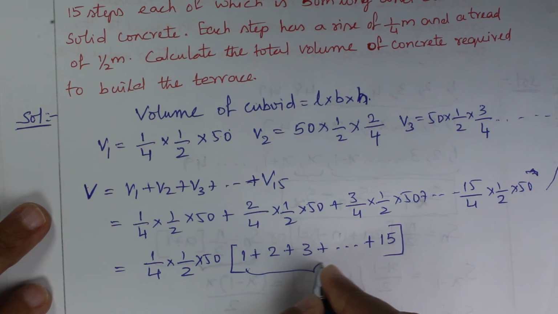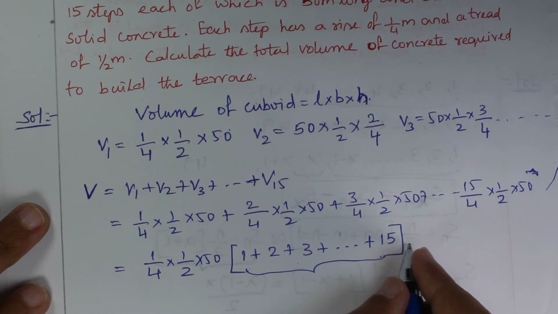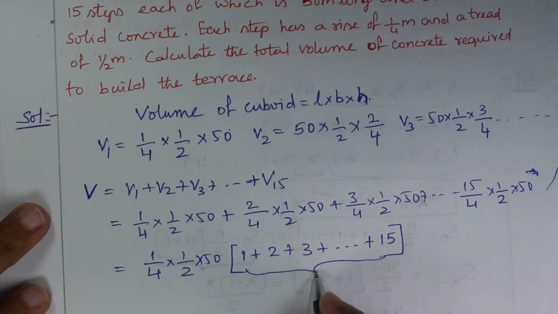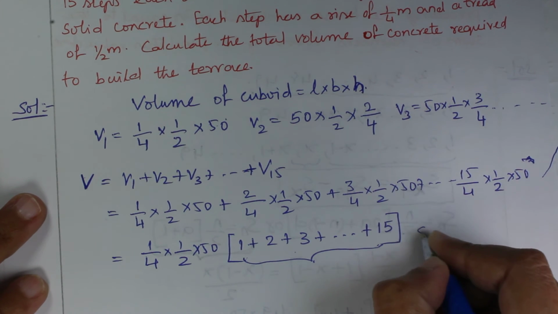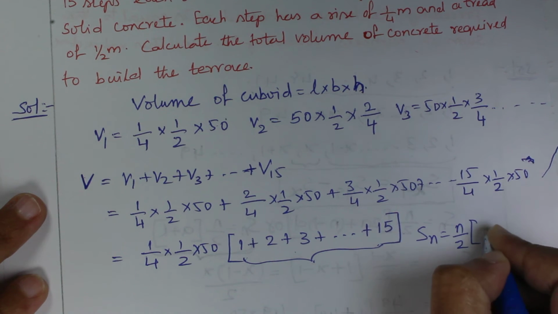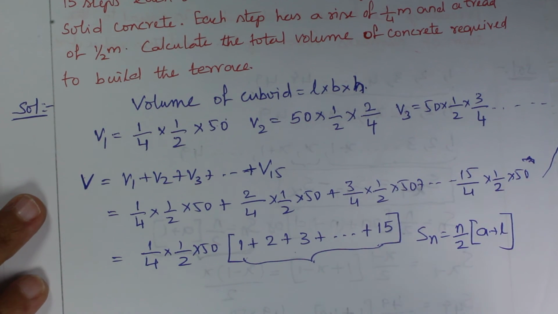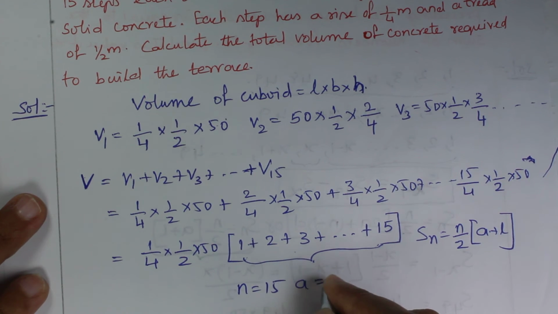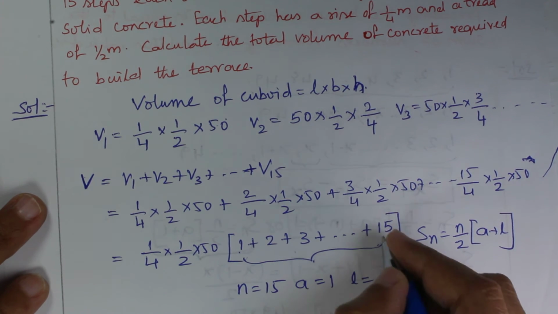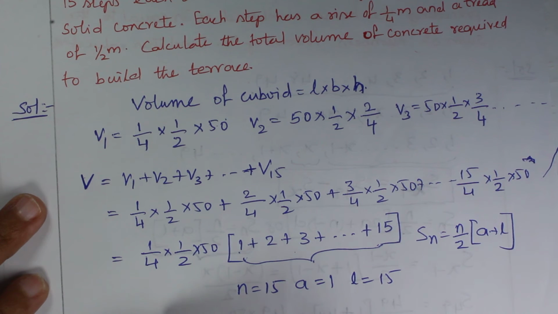So this is like an arithmetic progression series, right? 1, 2, 3, 4, 5, they are in arithmetic progression, and this is the sum of the first 15 terms in the series. So we know the formula of Sn. Sn is equal to n/2 into a plus l. Here n is equal to 15, a, the first term, is equal to 1, and l, the last term, is equal to 15. So the answer becomes 1/4 into 1/2 into 50 into n/2, which is 15/2, into a plus l, which is 15 plus 1, 16.